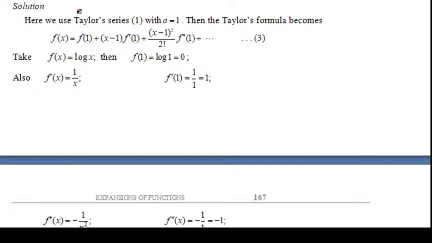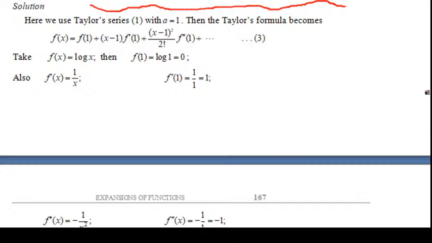Expand log x in ascending powers of x minus 1 up to the term containing x minus 1 to the power 4. Read the question carefully. We have to express log x in ascending powers of x minus 1. That means we have to express log x as something times x minus 1 to the power 0 plus something times x minus 1 to the power 2 plus etc., up to something times x minus 1 to the power 4.